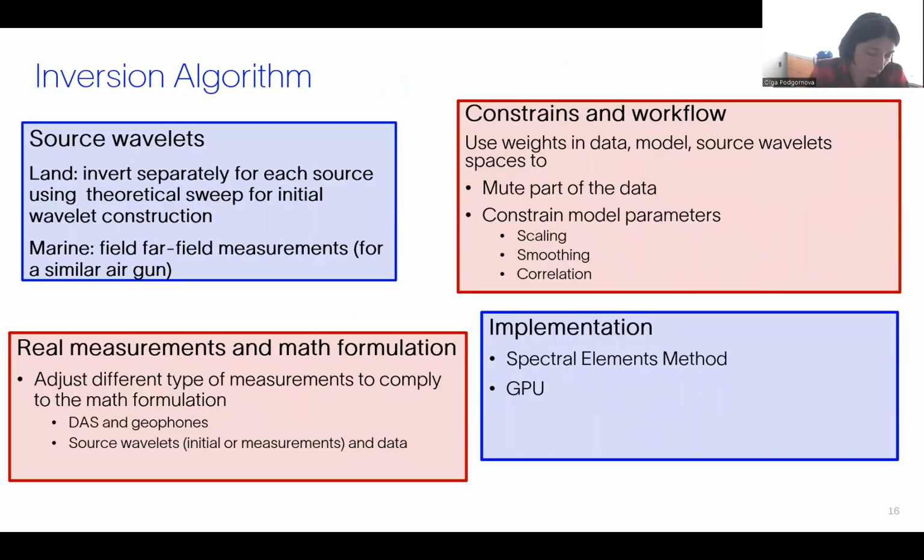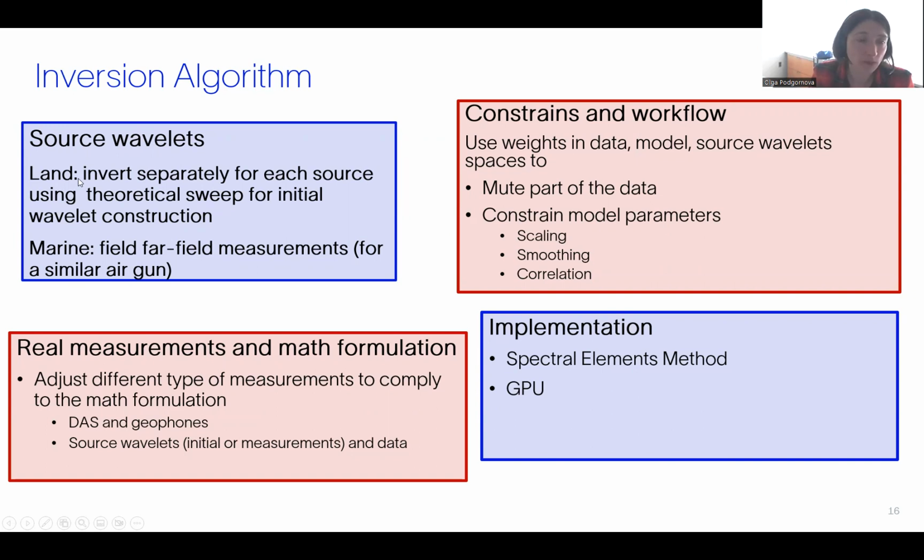And of course, this joint is not the only thing that you need to do in FWI. There are a lot of other steps in the workflows which need to be done to obtain good results. So I listed some of them here. One of the questions is how to work with the source wavelets.